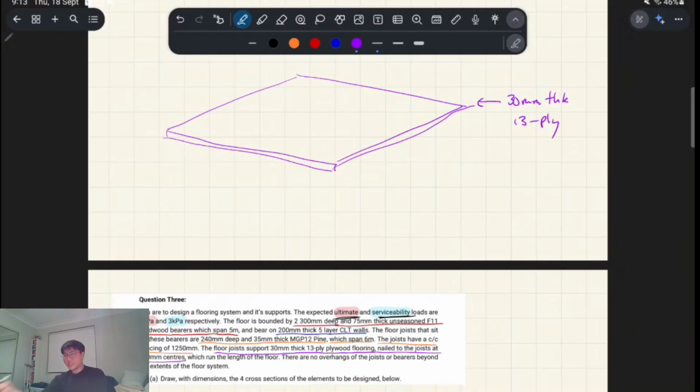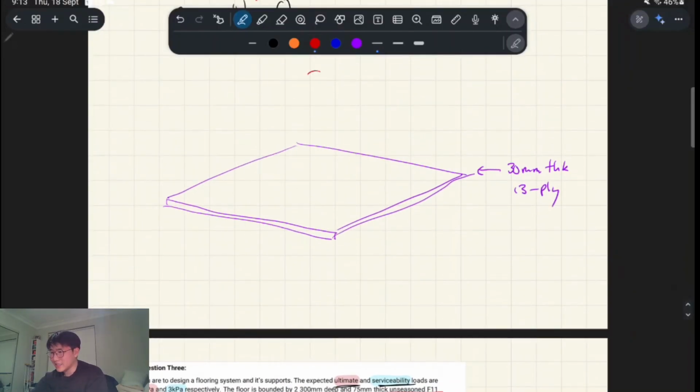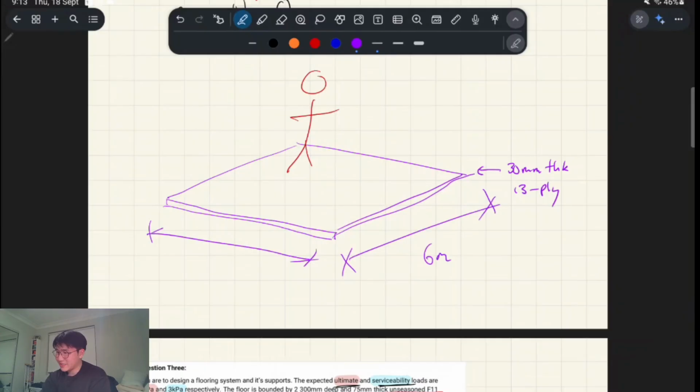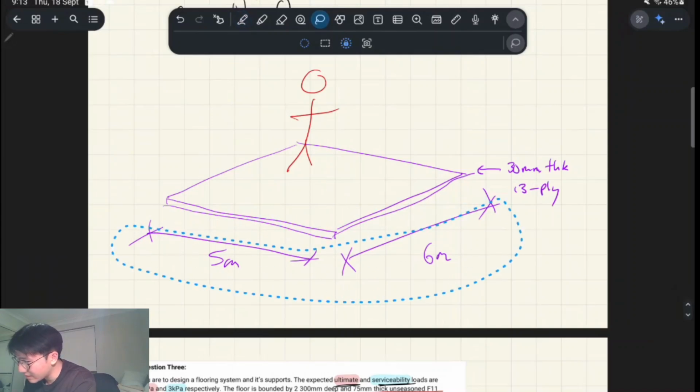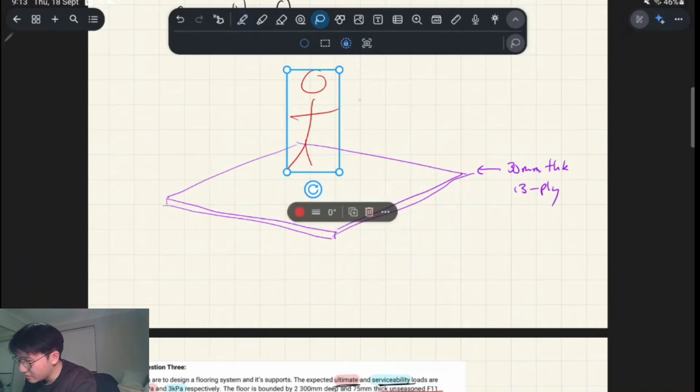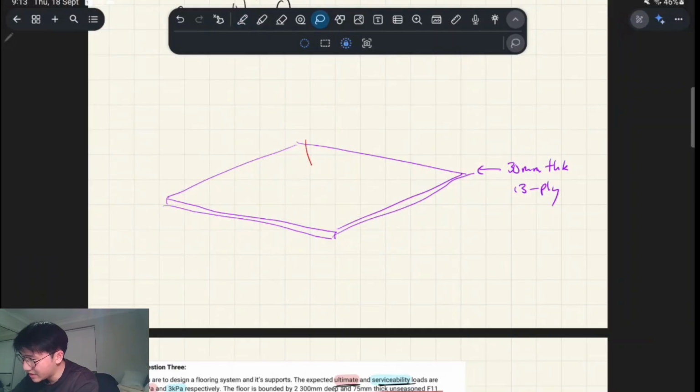And so if you imagine yourself standing on that and it's spanning in one direction, it spans 6 meters, and in the other direction it spans 5 meters. Like, you're gonna punch a hole through this plywood, right? If that was all it was supported by, it would deflect so much and probably break, right? And so we have to basically account for a person. How do I do this?